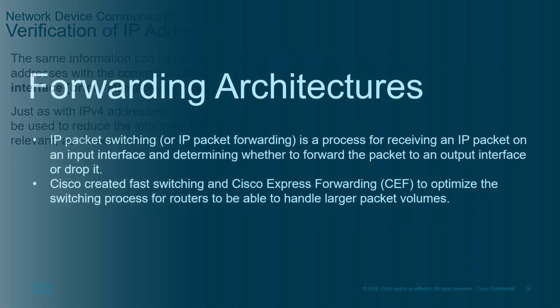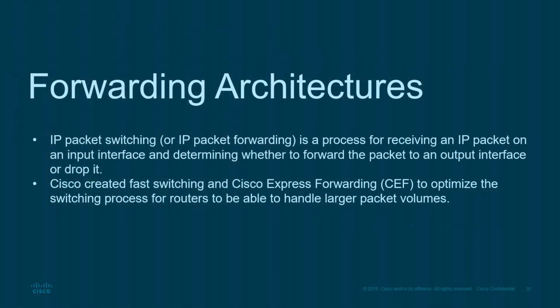All right, so that takes care of the first half. The second half is going to be the forwarding architecture. That's looking at IP packet switching or IP packet forwarding. And that's the process of receiving the IP packets on an input interface or ingress interface and determining where to forward that packet or where the egress interface may be, or if we're just going to drop it.